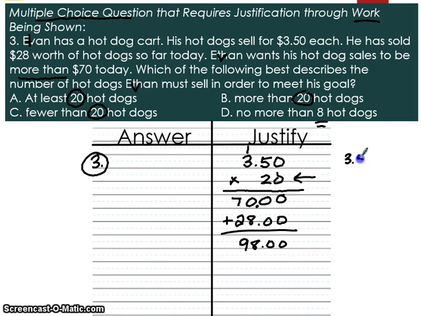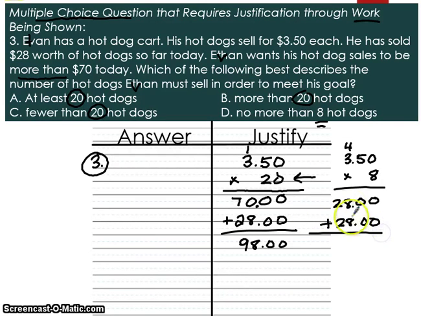So $3.50 times 8. 8 times 0 is 0. 8 times 5 is 40. 8 times 3 is 24, and 4 more makes 28, plus the $28 that he already has. 8 plus 8 is 16. 2 and 2 is 4, and 1 more is 5. So that only makes $56. So if he sells 20, he'll make it. But if he sells 8, he won't.